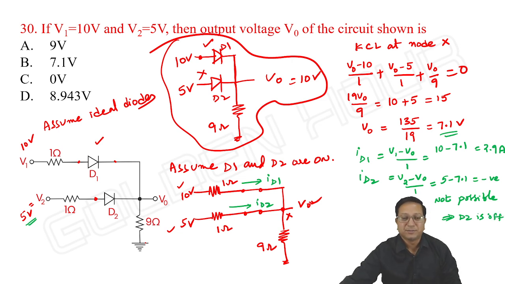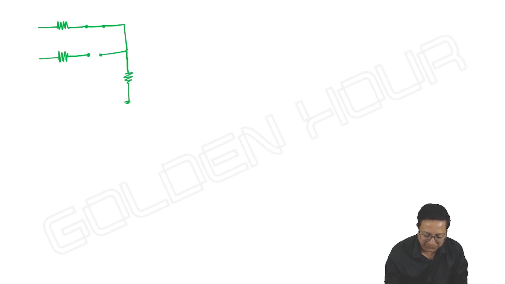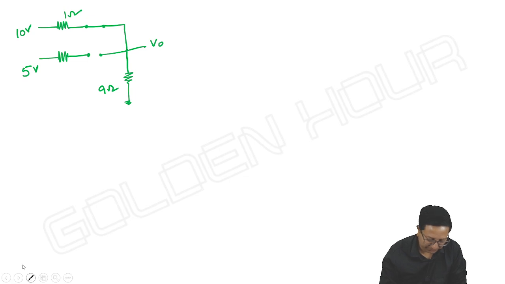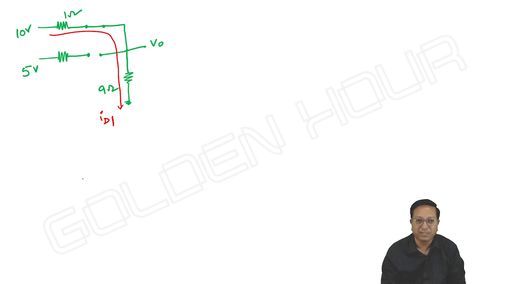Once D2 is off, what is the equivalent circuit? And output also cannot be 7.1. And ID1 also cannot be 2.9 amperes. Something else, we need to find that. So the equivalent circuit, what we can write? 5 volts, 10 volts, 1 ohm, 9 ohms the output. Entire current goes like this. This is nothing but ID1. Okay, so this is how we can find it.